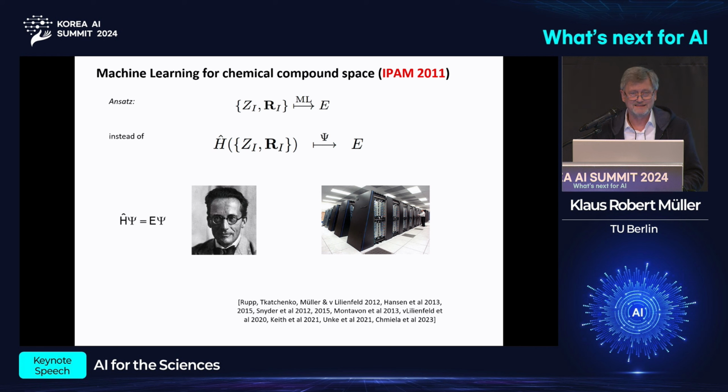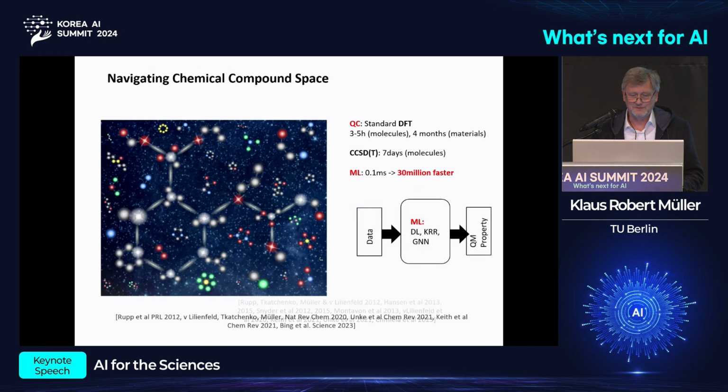And the interesting thing is that this actually worked. In a standard DFT method, you have about 3 to 5 hours per molecule or, say, 4 hours for a material in terms of compute. Or if you go a bit beyond in terms of precision, then you can easily spend 7 days on a single data point, one molecule. But if you have a machine learning model that is well trained and makes this prediction, then it takes on the order of 0.1 millisecond to make an accurate prediction, even out of sample. So that's about 30 million times faster. And that was a huge step forward.